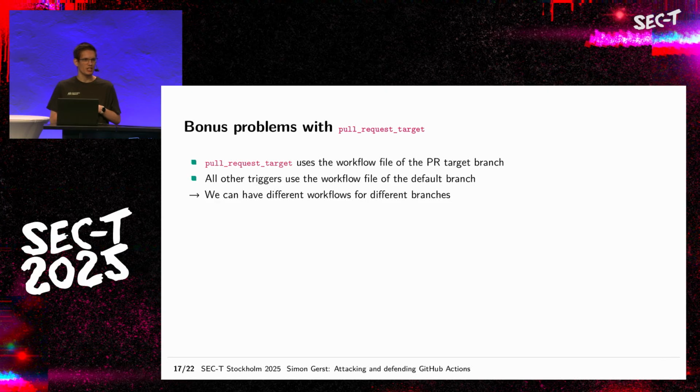But with pull request target, we are not limited to the default branch, to the main branch. We can just target any branch. So we can have different workflows for different branches. And what I've seen in the past is that the developer finds the bugs, fixes the bug, but he only fixes it on the default branch.